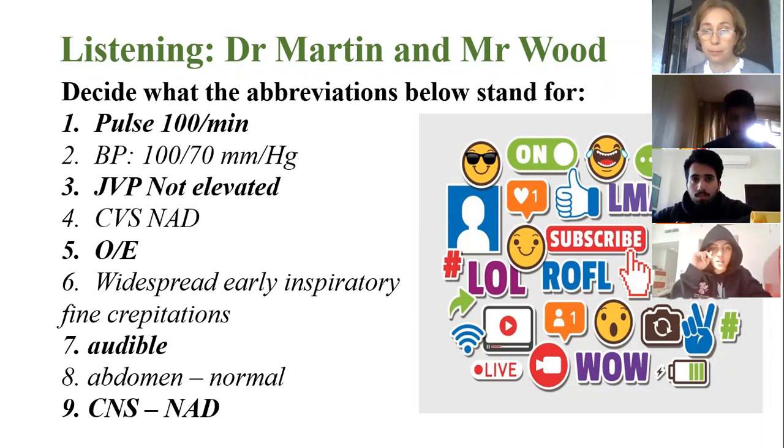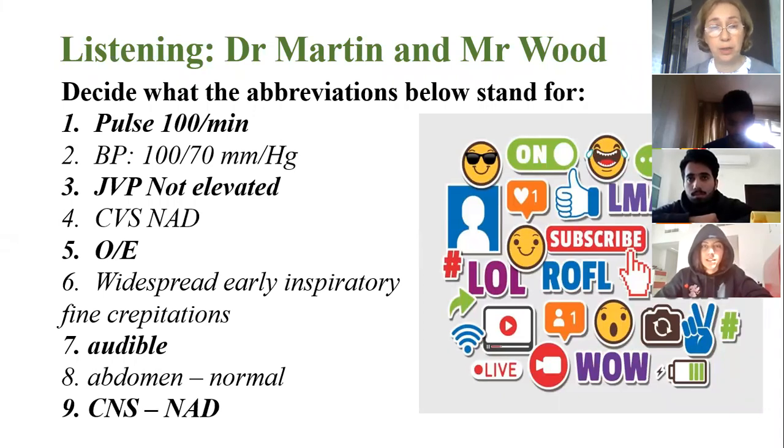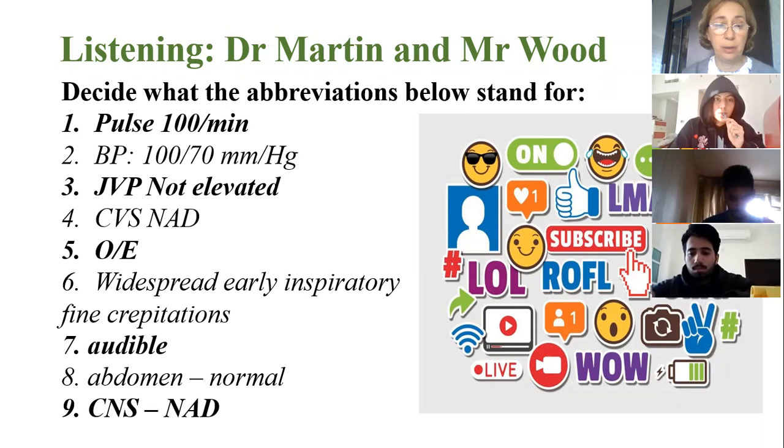Yes, I know CVS is chorionic villus sampling, but I don't know what NAD is. Okay, so you can see that NAD is used in number 4 and in number 9. So NAD stands for no abnormality detected. And in number 4 and number 9, we can see the final S at the end of the first word.